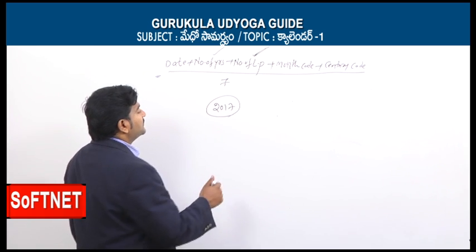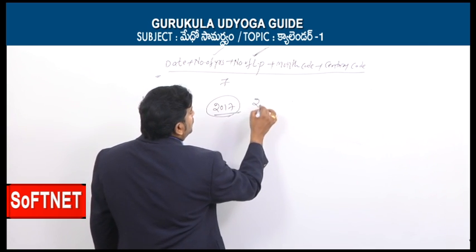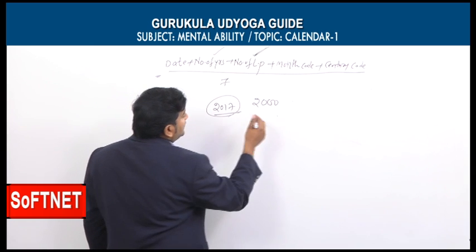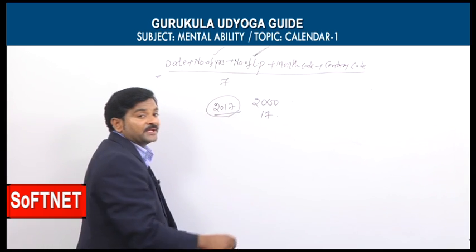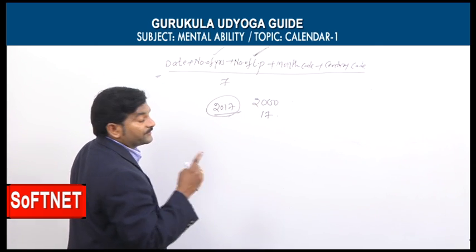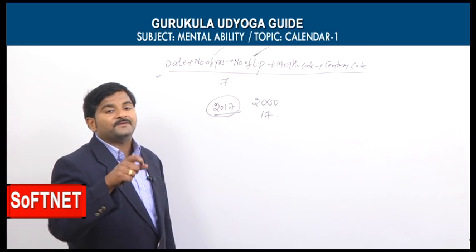So it's a simple concept. Example is 2017. In 2017, 2000 is the century year. Above 2000, how many years are we having? 17 years we are having. So now what do you have to do? We know one thing. What is that? Leap year will come after every 4 years.